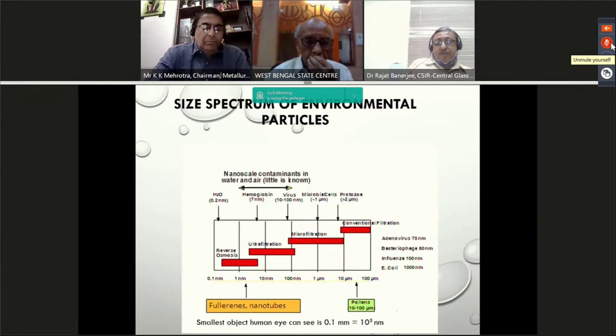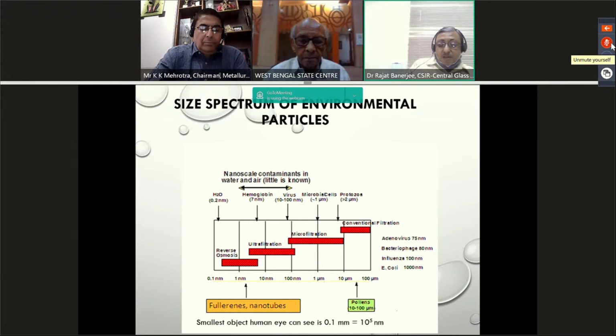Now the size spectrum of environmental particles: the size of water is around 0.2 nanometer, hemoglobin is 7 nanometer, and viruses, which we are now enclaved with in this pandemic situation, are around 10 to 100 nanometers. Then other sizes: microbial cells and protozoa are greater than 2 micron, and fullerene and nanotubes come in at the 1 nanometer size.